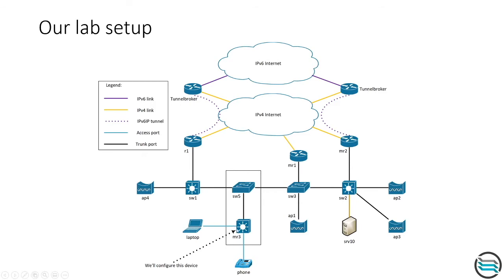We will configure the Mikrotik router here, the MR3, and we will turn what is now an access port into a trunk port. And on that trunk port we will add VLAN 10. Now the Cisco switch 5 is already configured, but I will show you how that was configured. And then in the end we will have VLAN 10 added to this trunk.